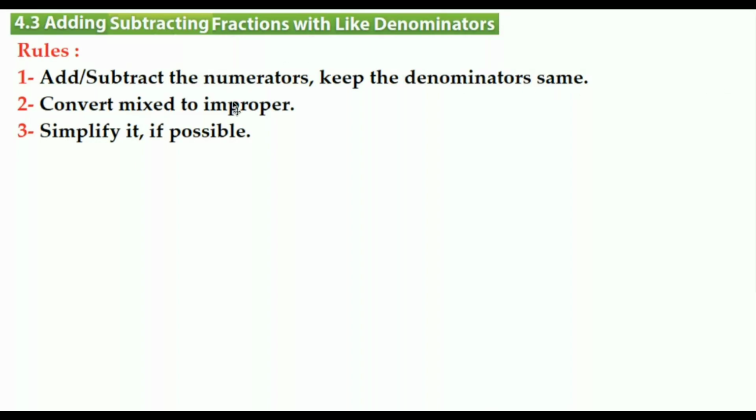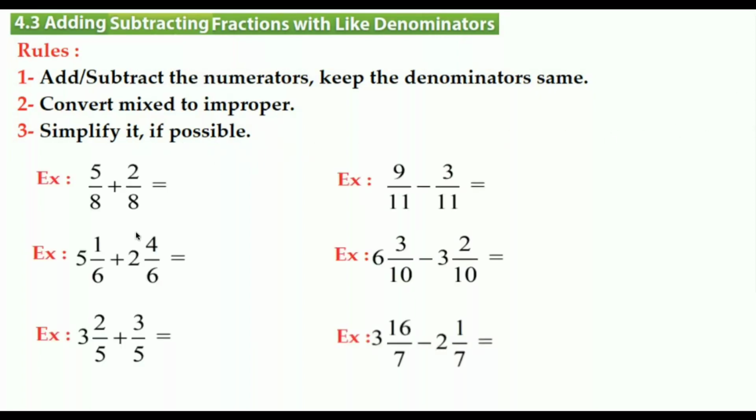Today I am going to talk about how to add or subtract fractions with like denominators. Let's see the rule. First, you can add or subtract numerators, but you have to keep the denominators the same. You can convert a mixed number to an improper fraction and you can simplify it if possible. Let's see examples. Everybody, we have 6 examples.